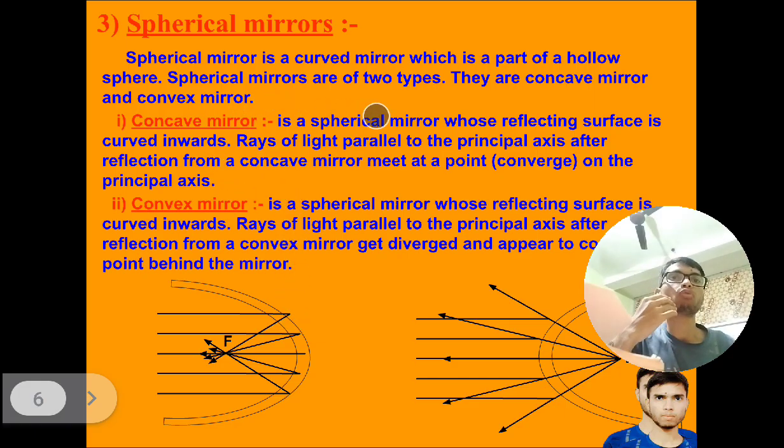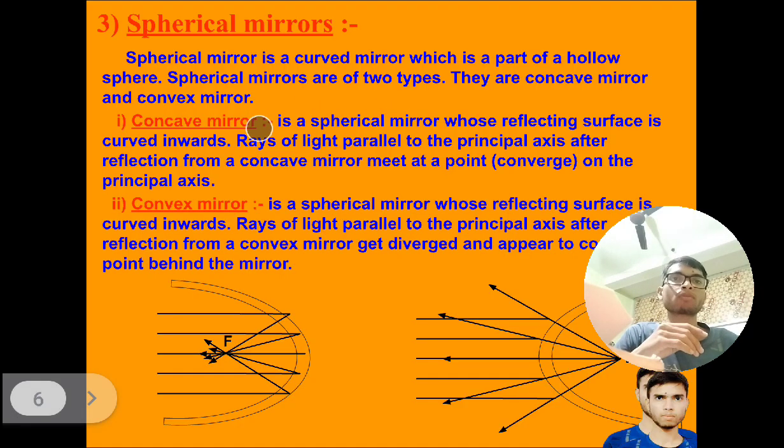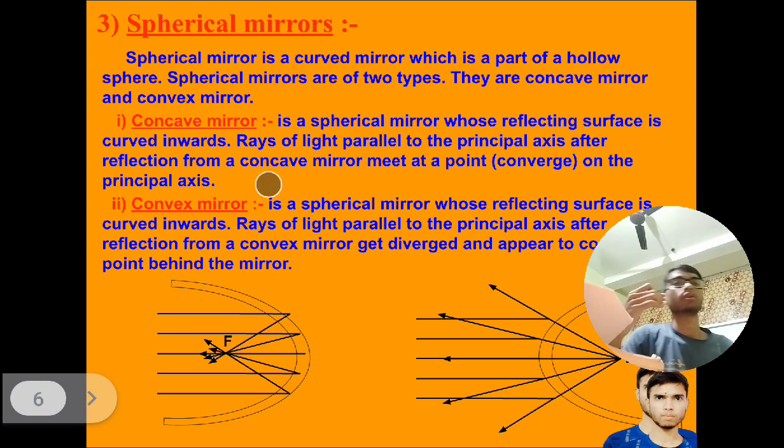Spherical mirrors are of two types. Spherical mirrors can be cut into two parts: first concave and second convex. Rays of light parallel to the principal axis, after reflection from a concave mirror, meet at a point, converging on the principal axis. This was about the concave mirror.